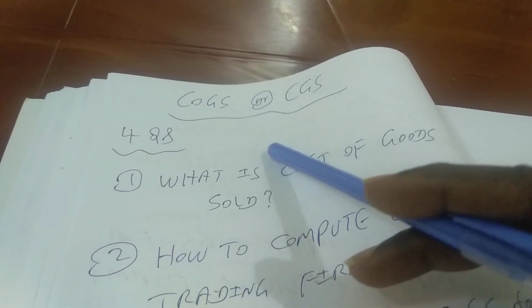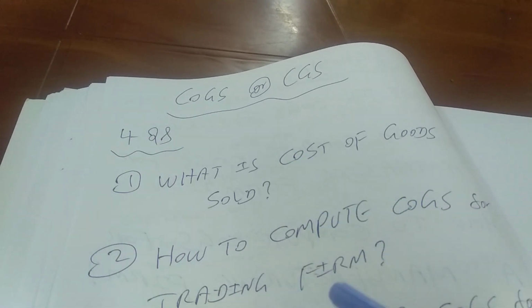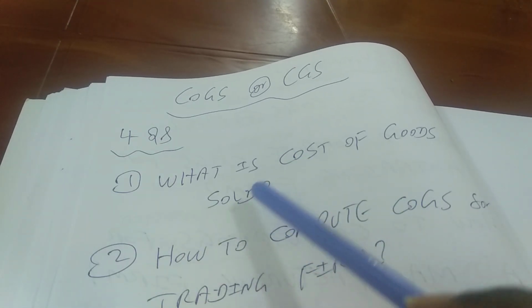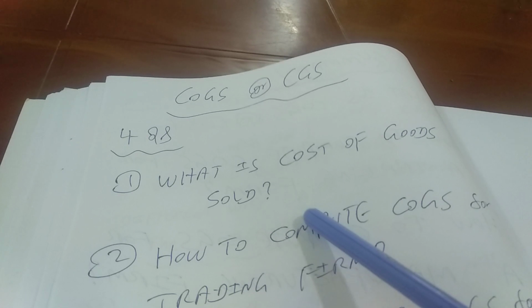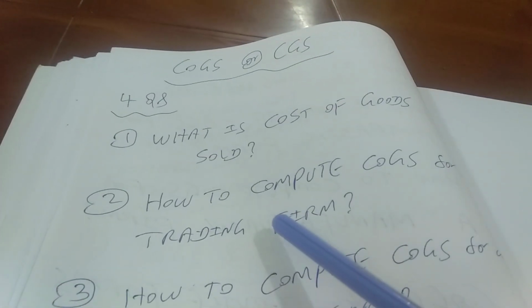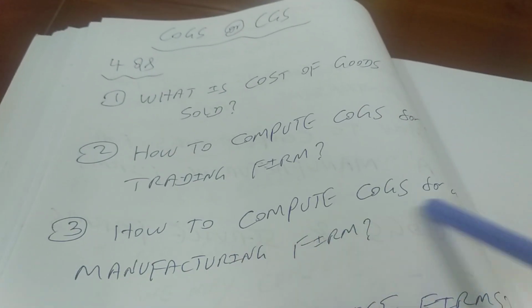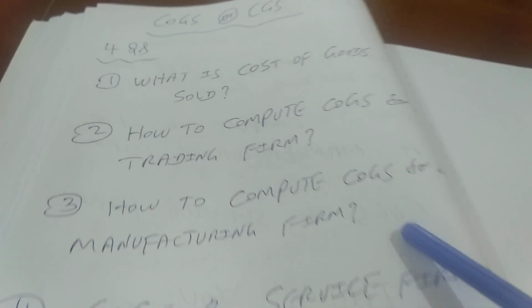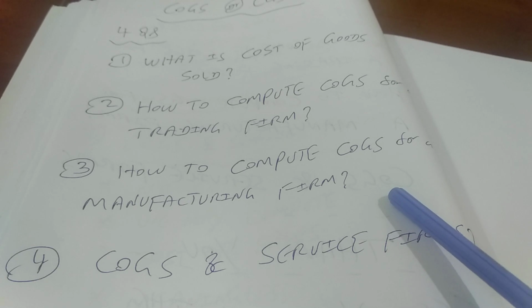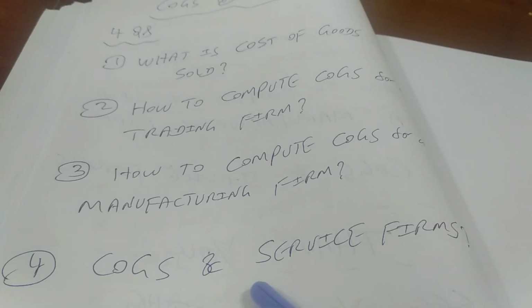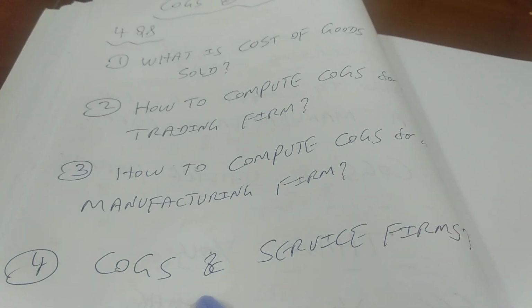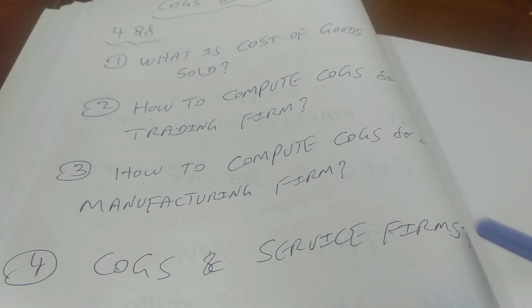There are 4 questions which we are interested in answering. Question number 1 is this: what is cost of goods sold? Question number 2 is how to compute cost of goods sold for a trading firm. How to compute cost of goods sold for a manufacturing firm. That is the third one we are interested in answering today. And the last one is whether cost of goods sold is a relevant item for service firms.